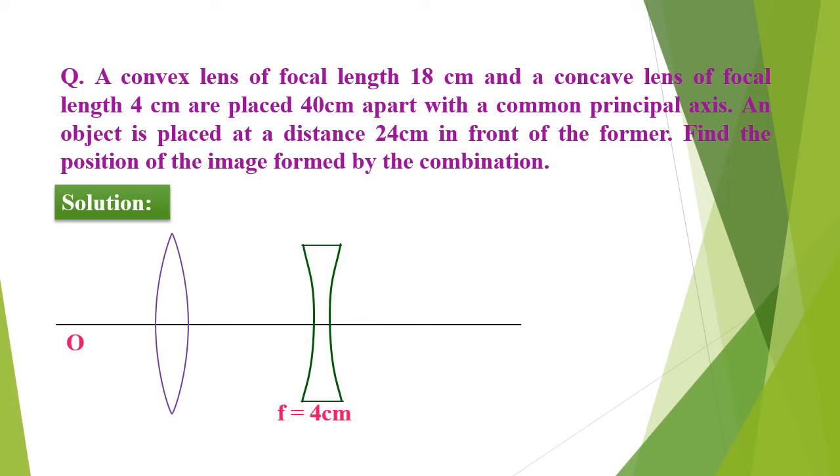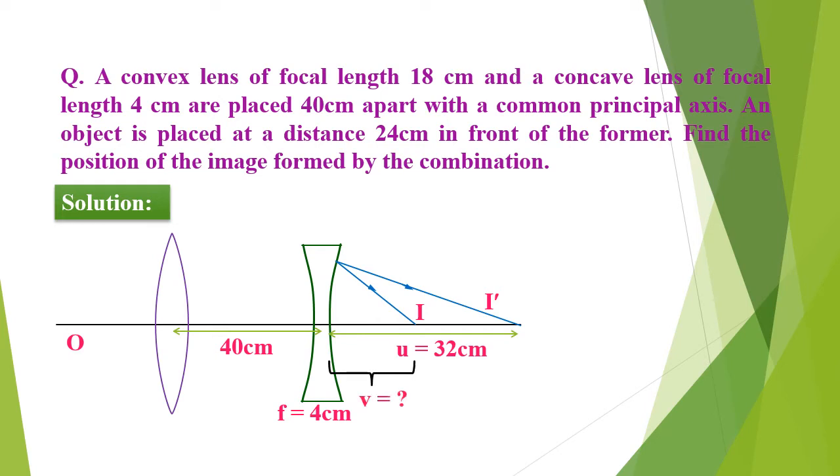Now, in the second case, in the presence of the concave lens, the distance between the two lenses is 40 centimeter. The ray which was initially converging at point I dash by the first lens will shift to another point by the second lens, that is I. For the second lens, I dash acts as a virtual object. So the object distance for the second lens becomes 72 minus 40, because the image from the first lens is formed at 72 and the distance between the two lenses is 40. That becomes 32 centimeter.